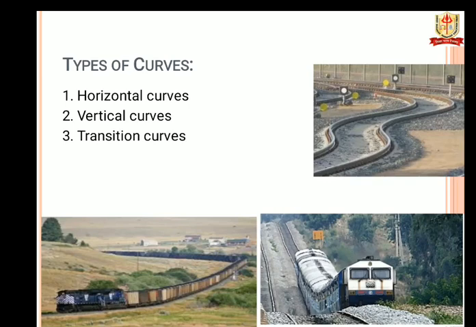It is therefore desirable to introduce a curve on either side of the horizontal curve, which permits gradual change in the super elevation. The curve should have a varying radius, changing from infinity at its junction with the straight alignment of the track to the finite radius of the circular curve. Such a curve is known as a transition curve.